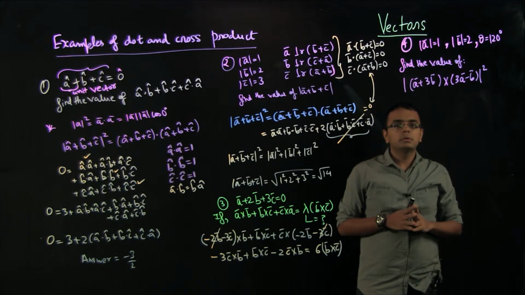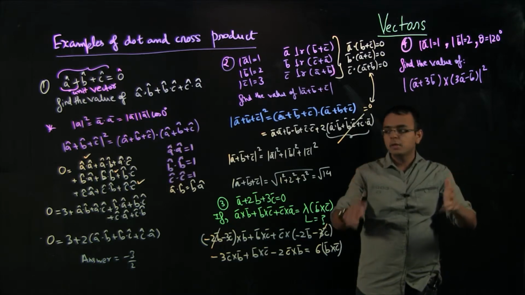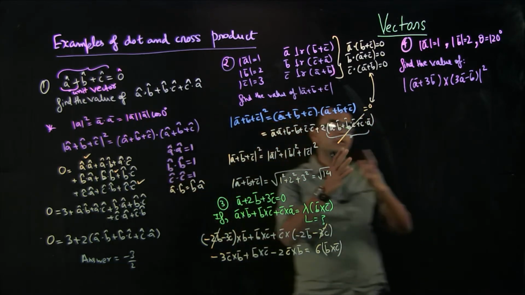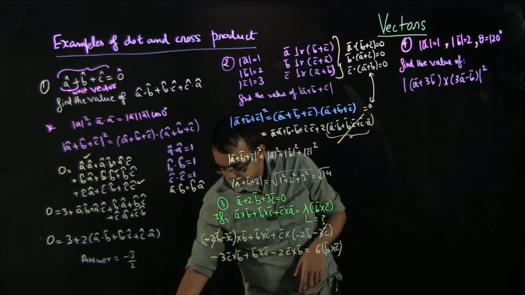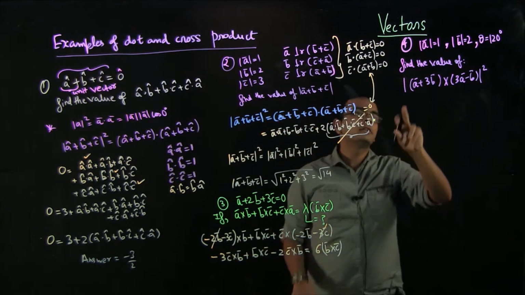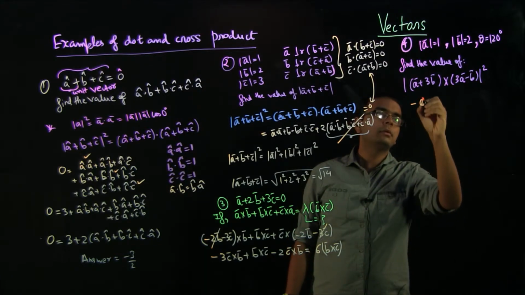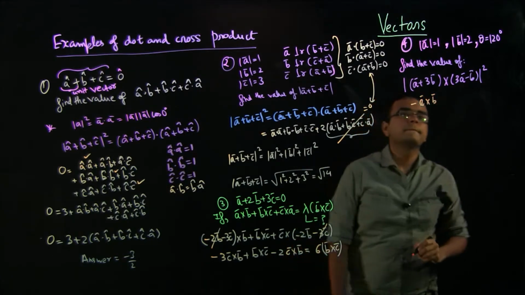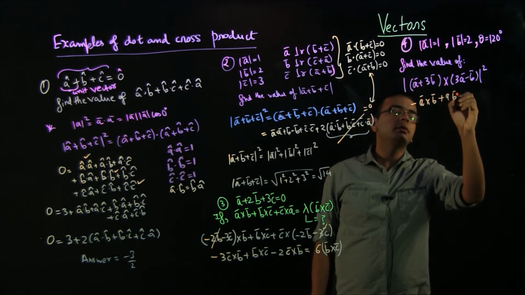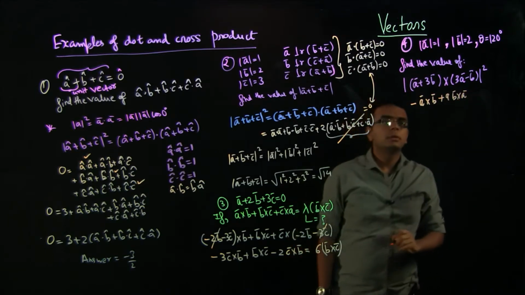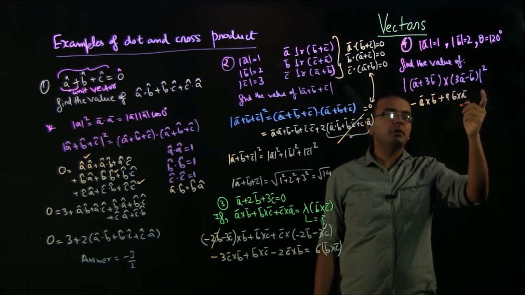So how to start this problem? Again, you should remember that whenever you see this, you have to open up the brackets like we have done here, here, here. Open up the brackets, and you have a cross here, so direction is important. So what we will have to do is open up the brackets. So a cross a is 0, and it will be minus a cross b, plus 9b cross a. So a cross a is 0, minus a cross b plus 9b cross a, minus 3b cross b is again 0.